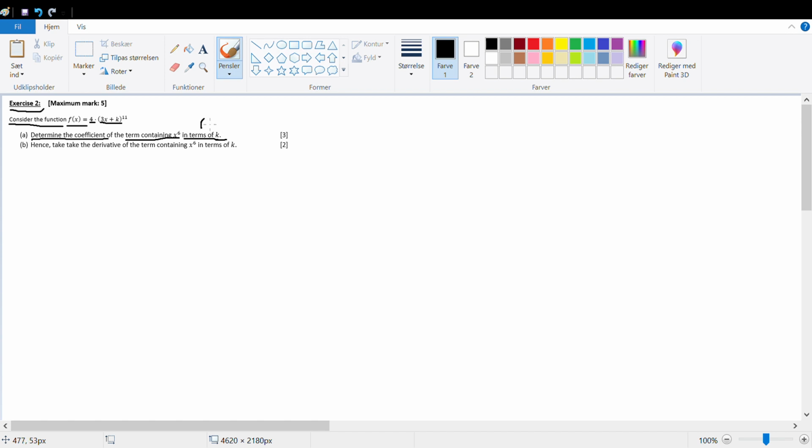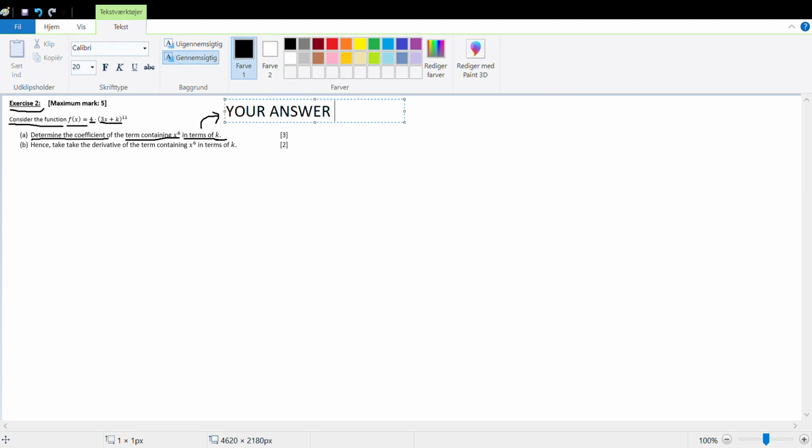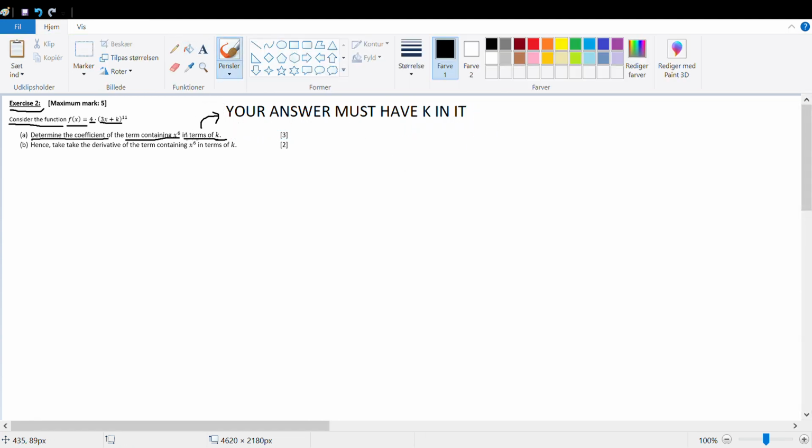But all this really means is that whatever your answer is should contain k. Your answer must have k in it. That is pretty much the only meaning in that. When people say in terms of, what they mean is your answer must have whatever it is that you are talking about. If you say in terms of k, it must have k in it. If it was in terms of x, it must have x in it, etc.